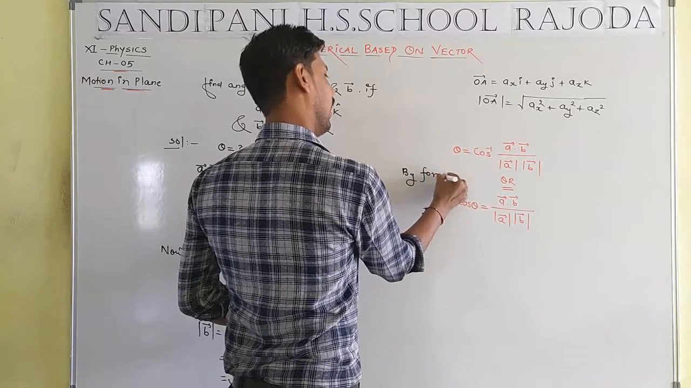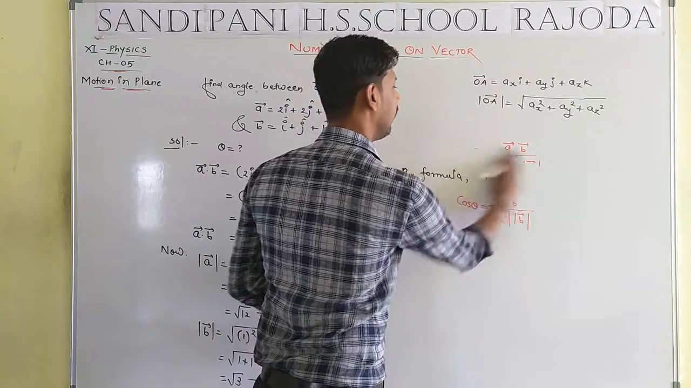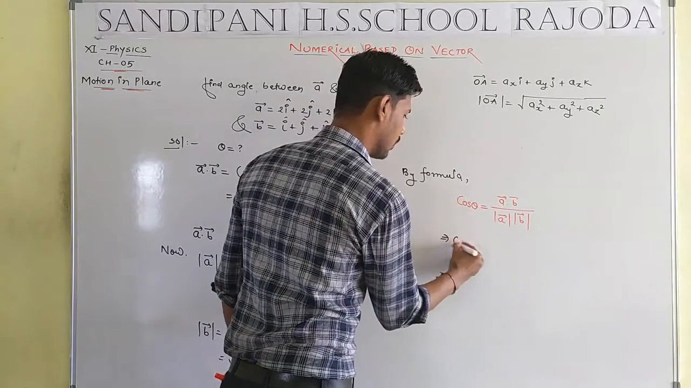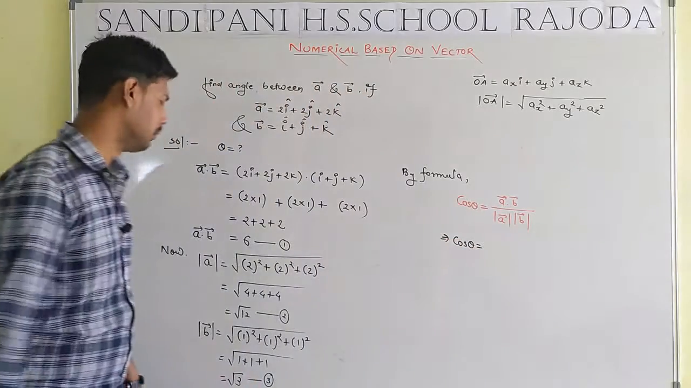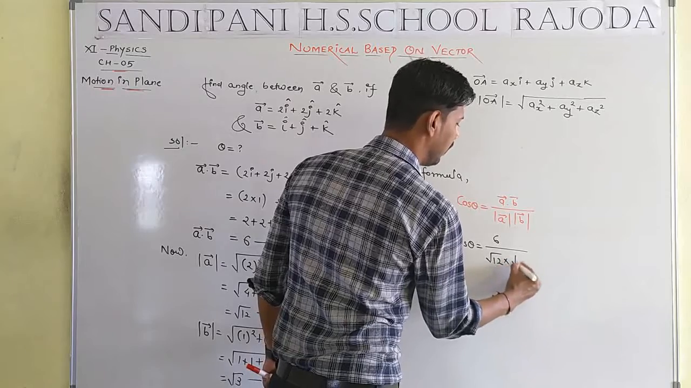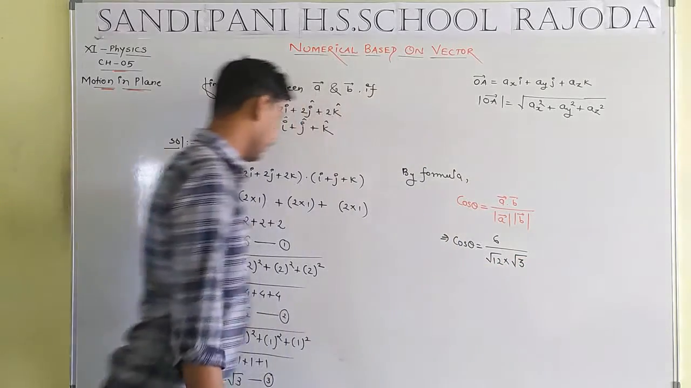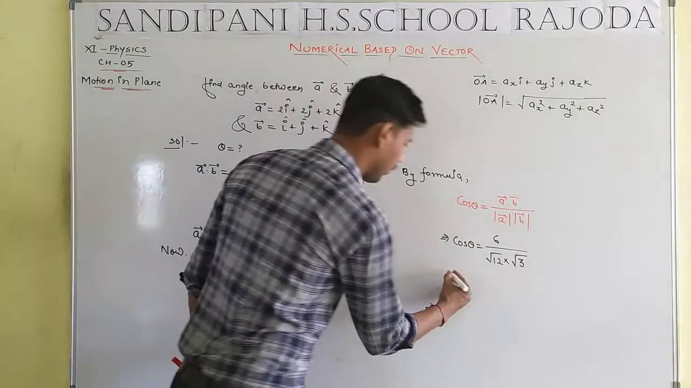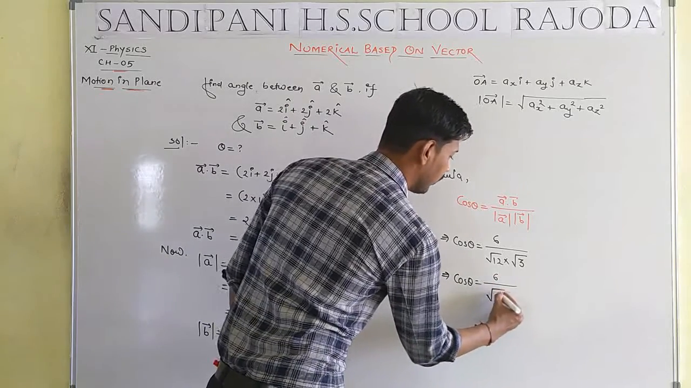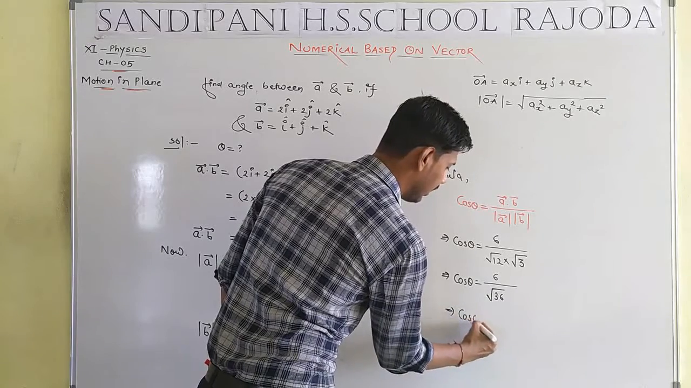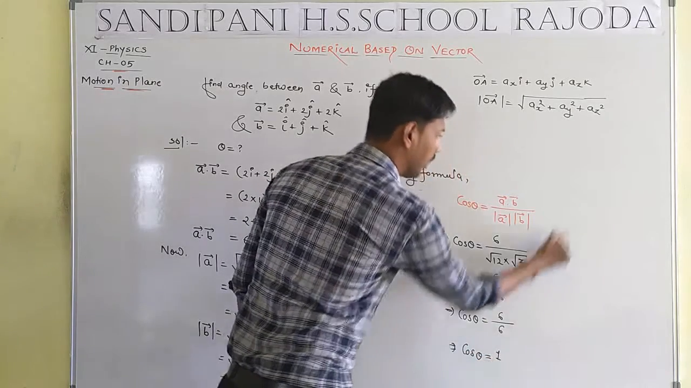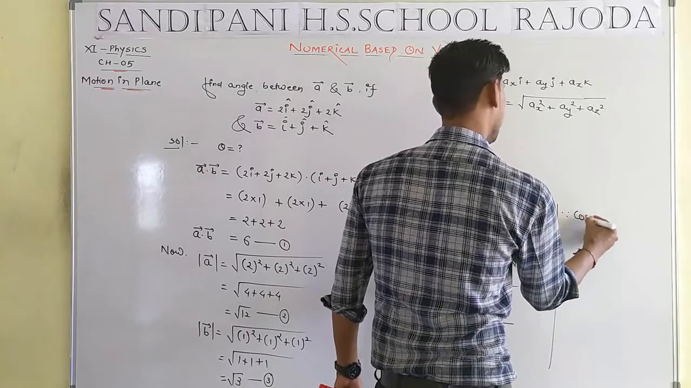Now by the formula we know that cos theta is equal to vector A dot B divided by mod A mod B. So cos theta is equal to A dot B, which is 6, and mod A is equal to root 12, mod B is equal to root 3. Students, now cos theta is equal to 6 over root of 12 into 3, which is root 36, and root 36 is equal to 6, such that cos theta is equal to 1.